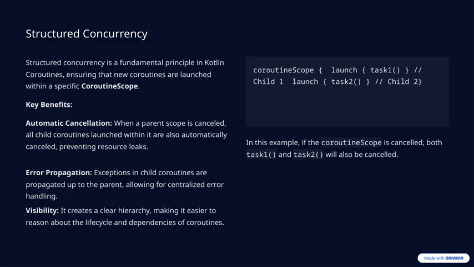Lastly, structured concurrency creates a clear hierarchy, making it much easier to understand and reason about the lifecycle and dependencies of our coroutines. For example, in this code snippet, if we cancel the coroutine scope, both task 1 and task 2 are canceled too. So overall, structured concurrency helps us keep our asynchronous code predictable, safe, and easier to maintain as part of the broader coroutine management strategy.